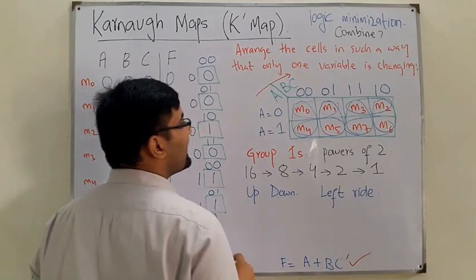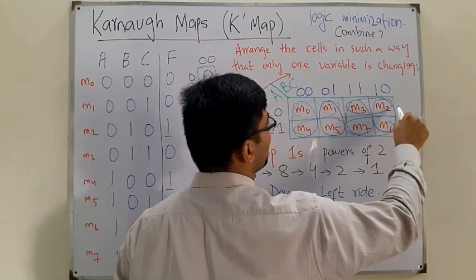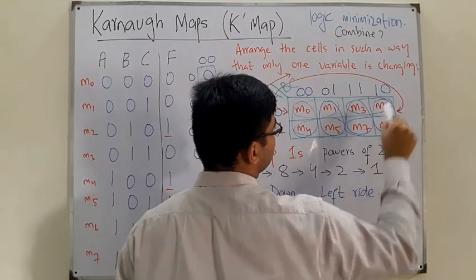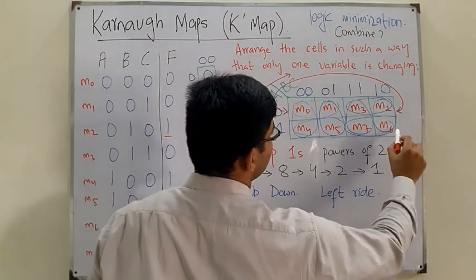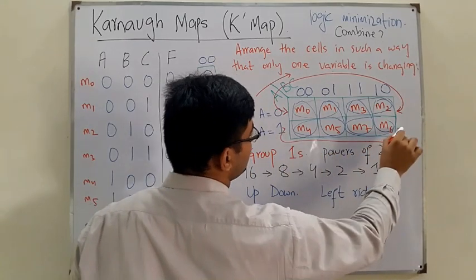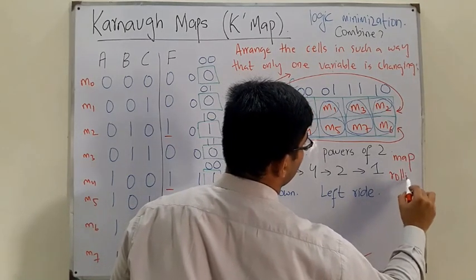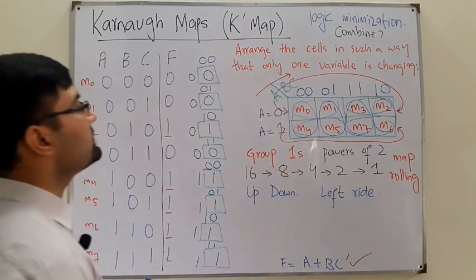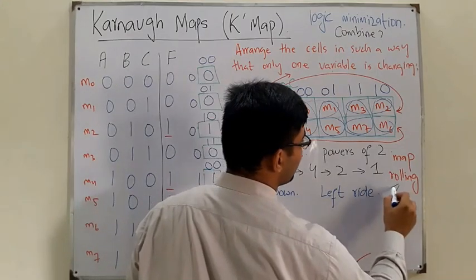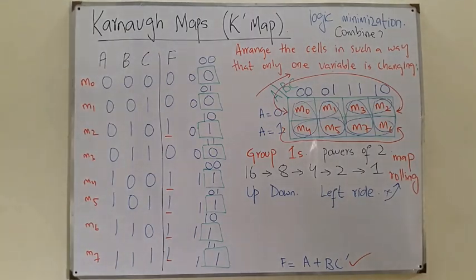You can also group the corners like this, which means that this M2 can be grouped with this M0. And similarly, you can group this M6 with this M4. Now, this is called map rolling, okay? Map rolling. You can group these like this as well. Alright, so you can group up, down, you can group left, right, and you can do the map rolling also. Okay, now this is a group of ones.